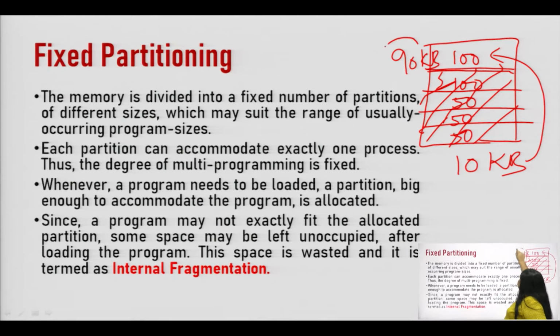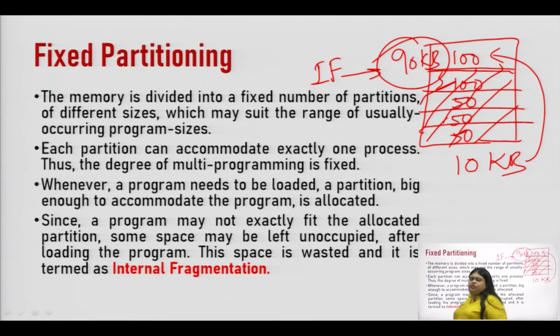Now, this 90 kb space which has been wasted and which is not going to be used by any other process is called internal fragmentation. So, this is basically the definition of internal fragmentation. It is the space that is wasted after allocation of a particular process in the partition. Whatever space is left out because it cannot be occupied by any other process goes wasted, and that is termed as internal fragmentation.